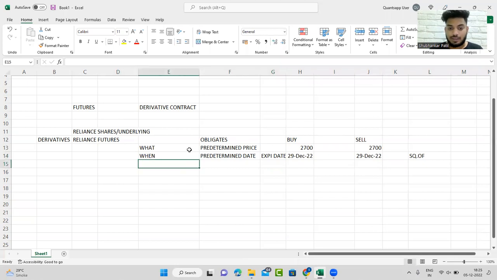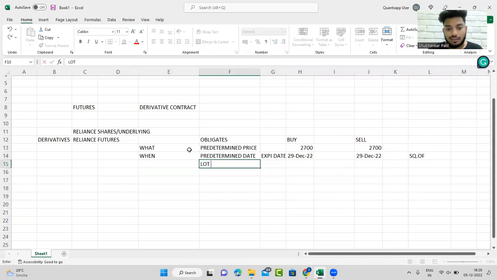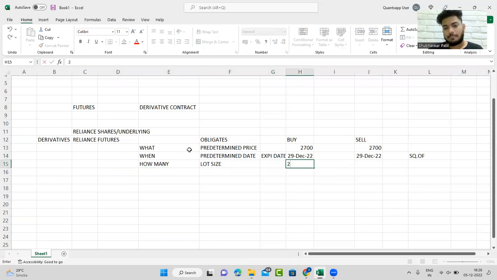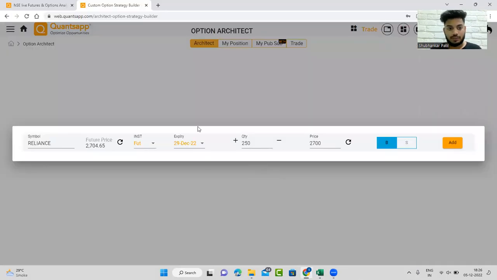Expiry date is the date on which you will go ahead and buy or sell the shares depending on your contract. Last thing is lot size, which will answer the question of how many shares you are going to buy or sell. It will depend from stock to stock. In the case of Reliance, the lot size is 250.